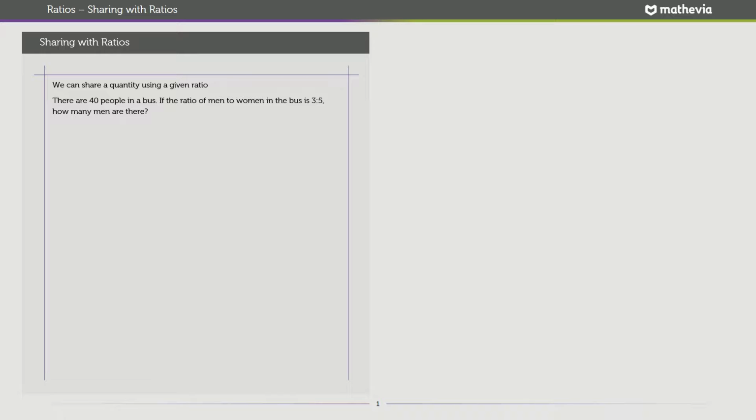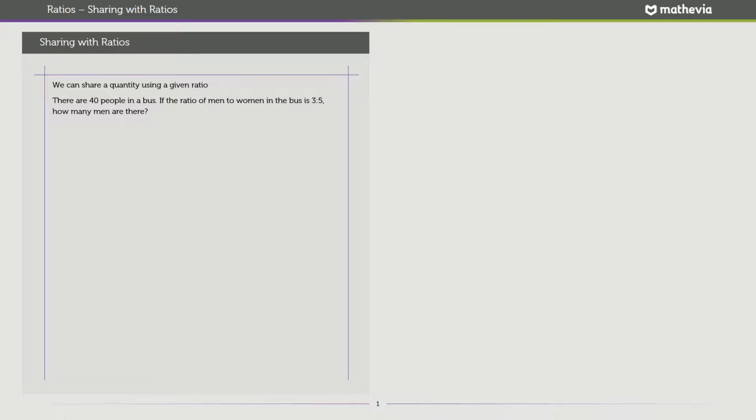Okay, so the last time around you had questions where you were asked to solve, for example, you had 10 boys and 15 girls. What is the ratio? There the quantity was already shared. But this time around you're given the ratio and you're asked to share the quantity. So you're told that there are 40 people on the bus, and you need to share this quantity using the ratio 3:5 to know exactly how many men there are on the bus and how many women. Now how do we go about doing this?